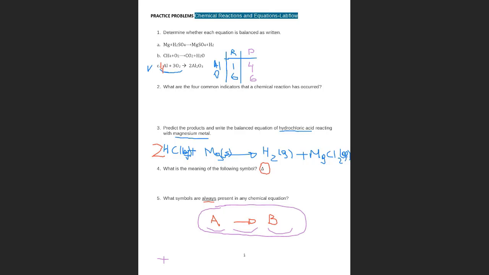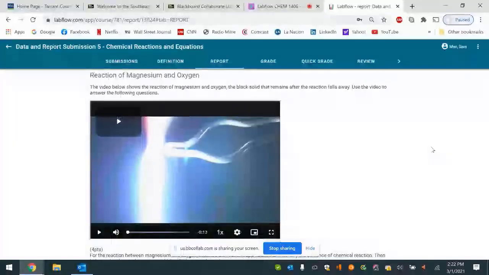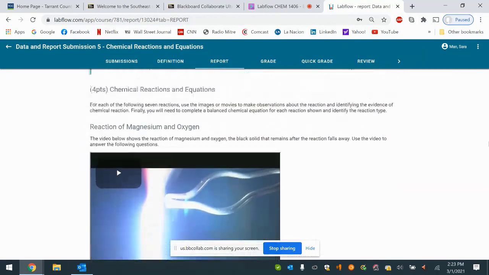For now, if you don't have more questions, I will share my screen of the Labflow and we will start looking at the report. Do you have any questions so far? Let me log in then into Labflow. Everybody can see the screen. Okay, so this is the report.